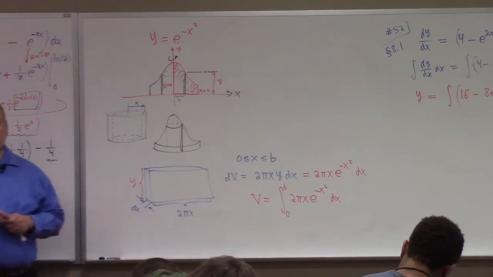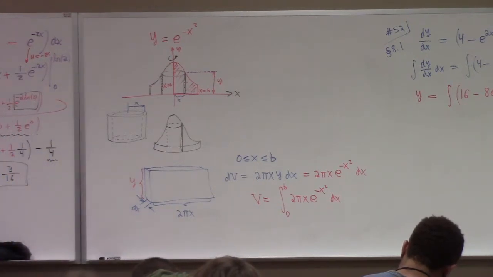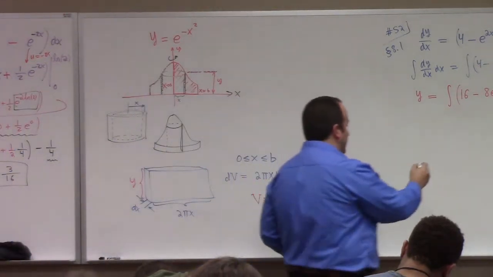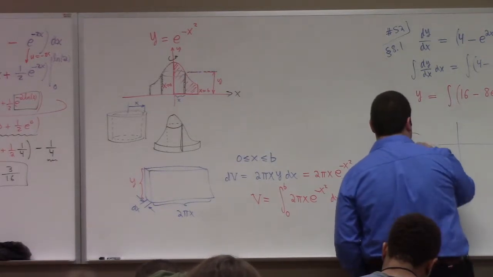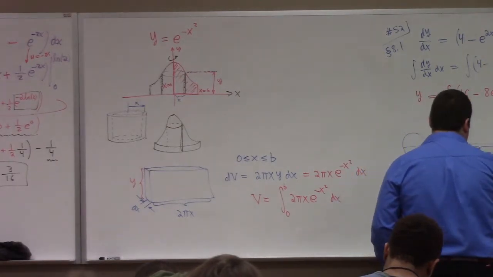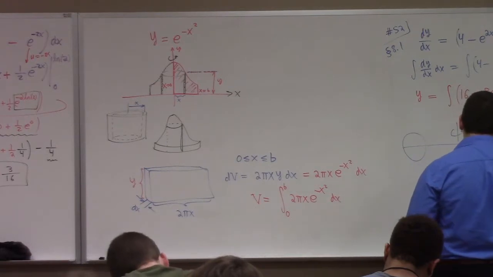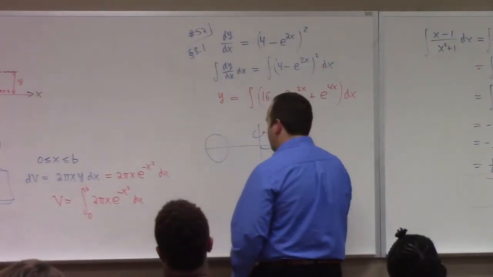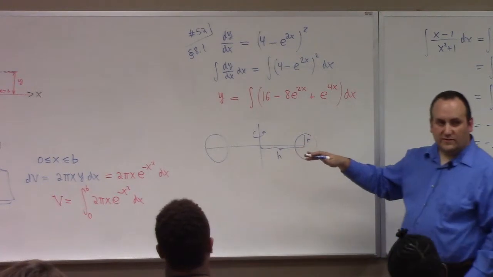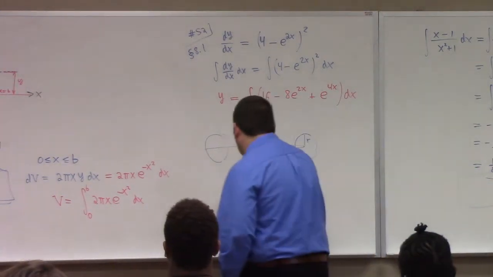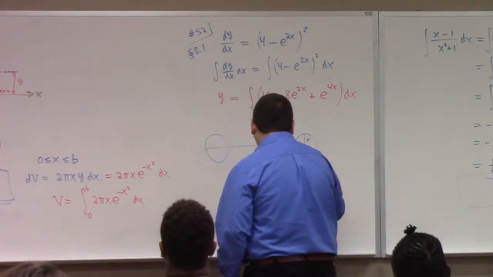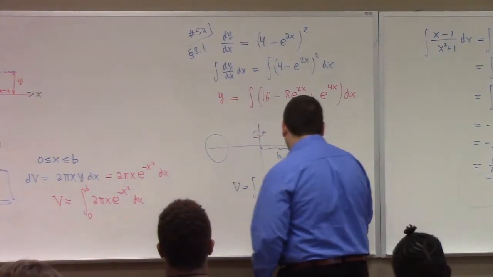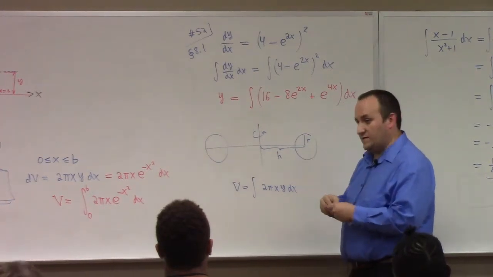This same technique can be used to solve the torus problem, right? I was helping one of you earlier. One of the other problems in your homework is this. You've got a circle, and it rotates, like that. The big radius is h. The little radius is r, little r. The same technique can be used to set this up. You'd have the volume is the integral 2 pi x y dx. But you got to figure out what that y is.